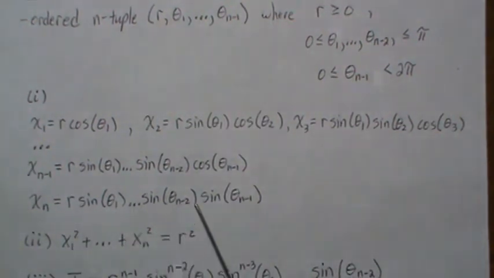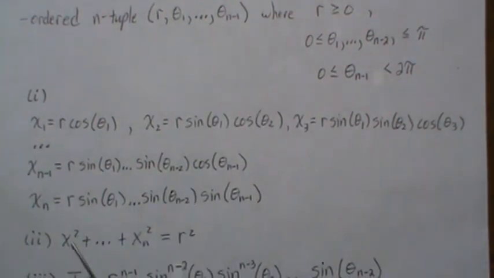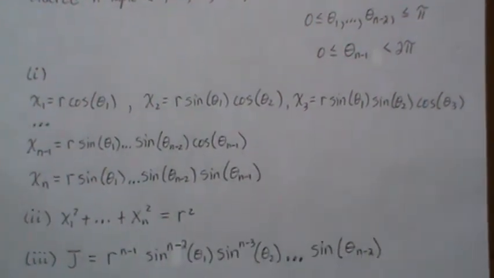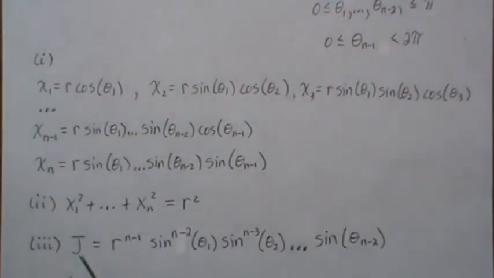If we plug in these values for X1 squared through Xn squared and then simplify it, it knocks down to r squared, which is easy to integrate. The Jacobian is this. So whatever space we're in, it's n minus 1 for r. Then it's n minus 2 for the sine of theta 1, theta 2, and all the way to the sine of theta n minus 2.